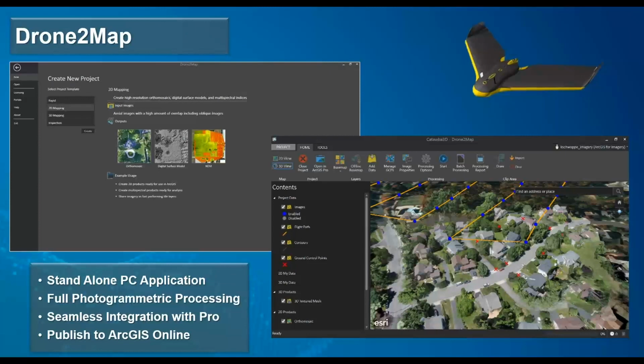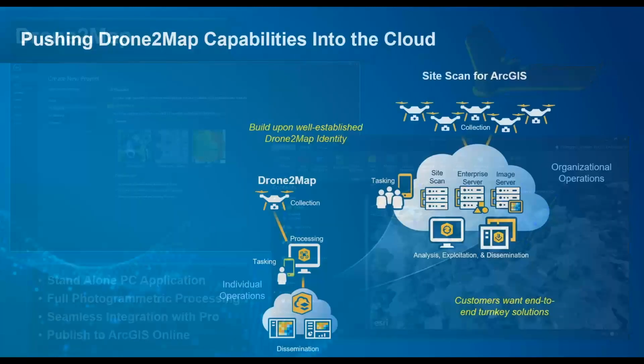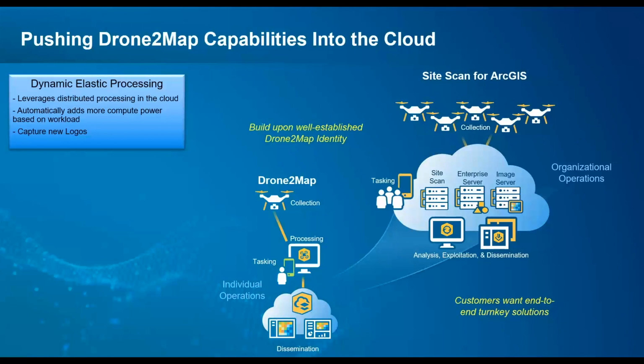So our first drone product was actually a solution called Drone to Map. This was a standalone application that worked on the PC. It provided very high-end full photogrammetric processing and was seamlessly integrated with the ArcGIS platform, but it could stand alone. So you didn't have to have ArcGIS, which was somewhat unique for our products. So it was a true drone app. And it's a great product, and we still make it available. It's one of our best-selling imagery products, and a lot of different organizations are using it.